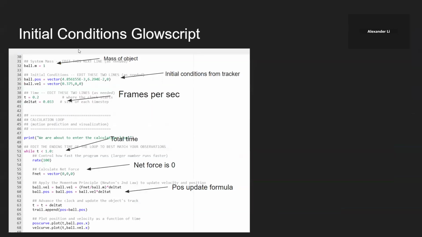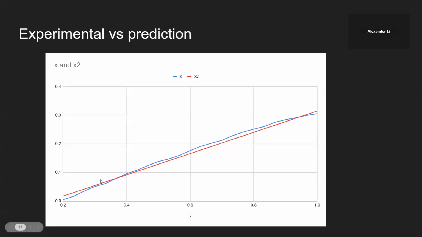So here are some initial conditions and where they are in GlowScript. This is the mass of the object. This is my initial conditions from Tracker. This is the frames per second. This is my total time. This is my net force. And this is the position update formula. And as you can see here, my predicted line is very similar to my experimental line, which shows that the marker was indeed moving at constant velocity.